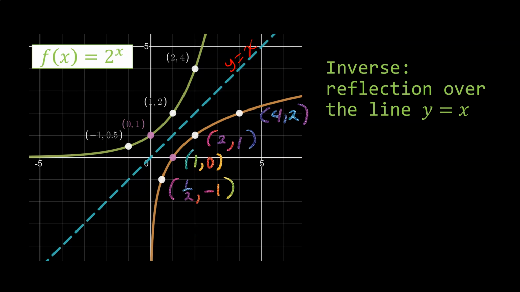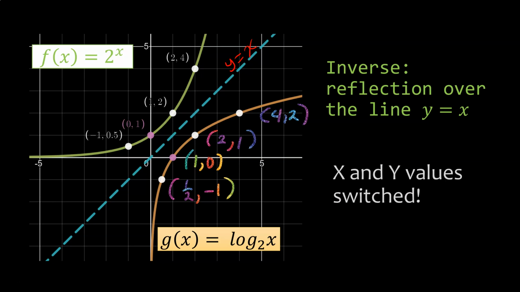If you think about it, that's the parent function for log base 2 of x, right? We know from the definition of log that it is an inverse operation of exponential, and we use that when we solve exponential problems, because that's how we undo exponential. We use log. But what we want to look at, graphically, is that the x and y values got switched in the process of reflecting it over the line y equals x.